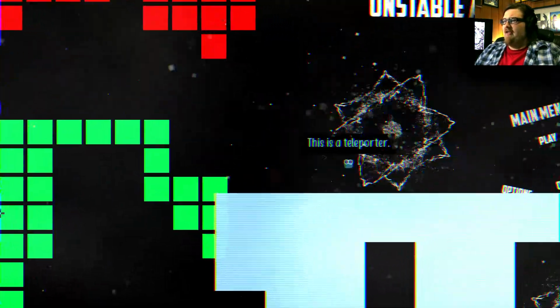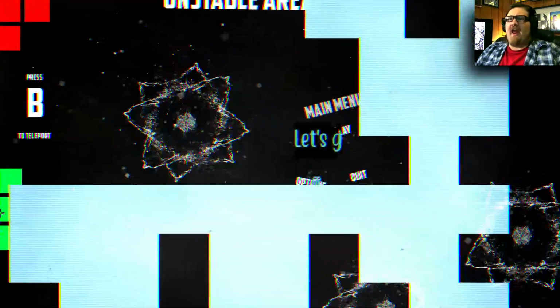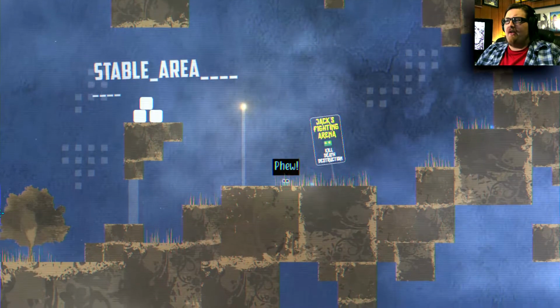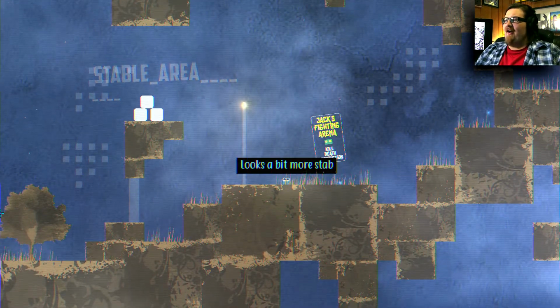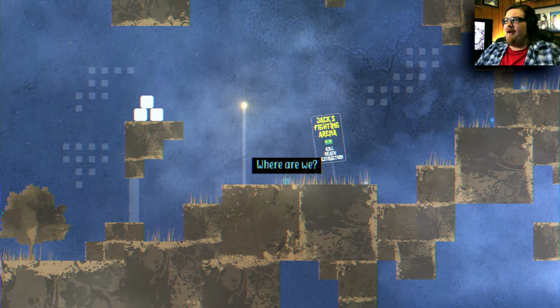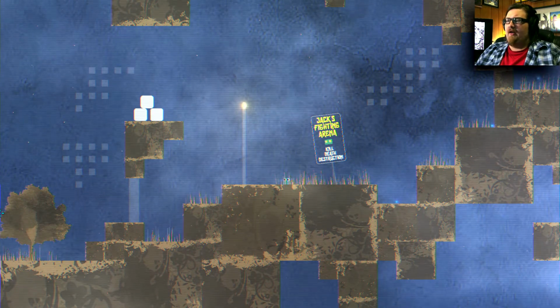Stable area. This is a teleporter. Why did you just, hey, don't move on your own, Kevin. You gave me control, Kevin. Don't move on your own. Stable area. Okay, phew. Jack's fighting arena. Let's go to Jack's fighting arena. I don't care about your story anymore. Let's go to the fighting arena.